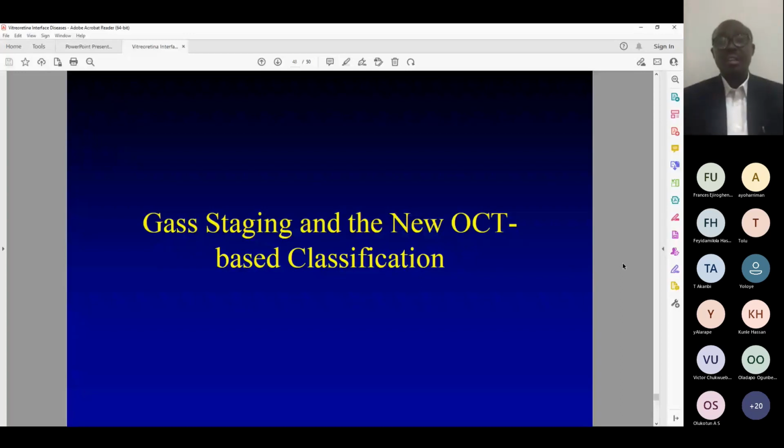And now let's look at the GAS classification, how this actually matches the new OCT-based classification. Let's look at it.